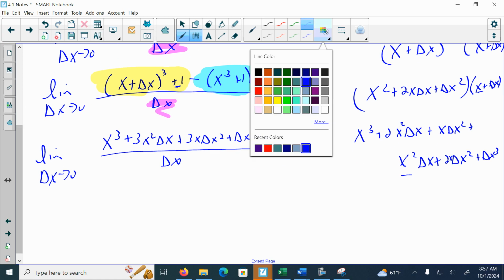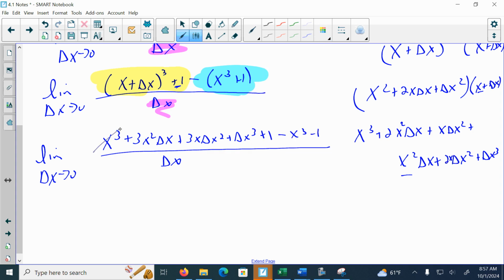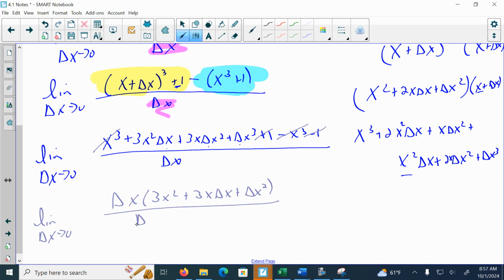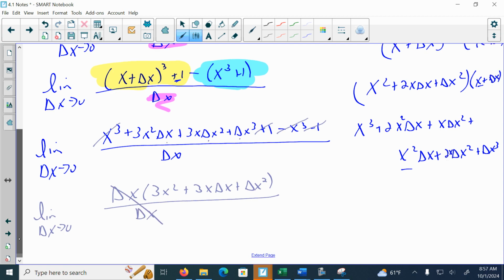Now the x cubes will equal 0. The 1 and the negative 1 will equal 0. Everything I have left has a delta x, so I'm going to factor that out. So I'm going to have delta x times 3x squared plus 3x delta x plus delta x squared all over delta x. Delta x is simplified.